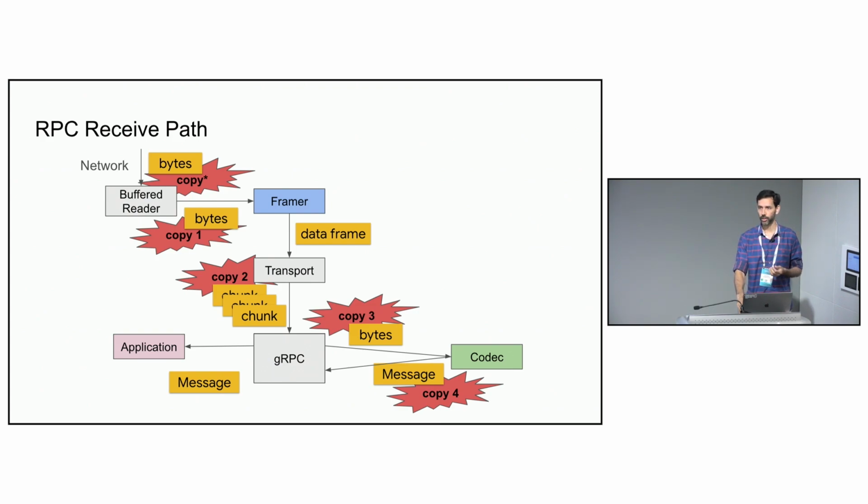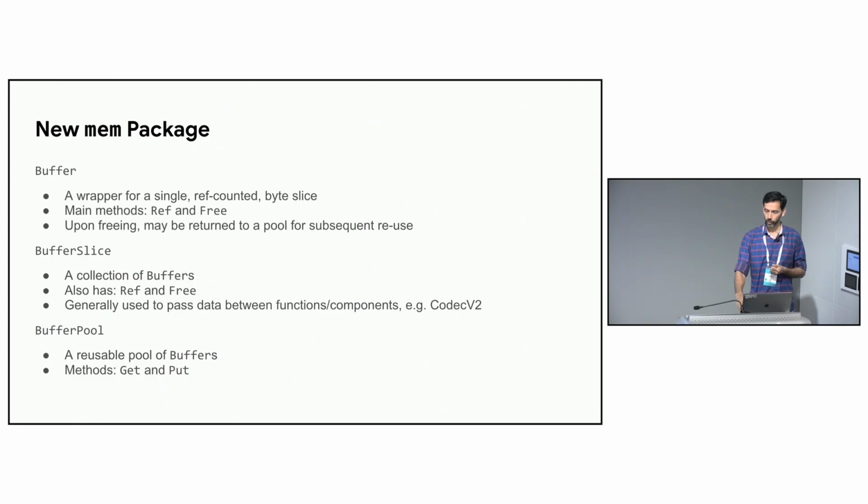And we actually have Paul here from LinkedIn who did a bunch of work in this area, and a big thanks to him. So this is the package that Paul added. We've called it the mem package, and it provides 3 major functionalities. The first one is the buffer. It's basically like a wrapped ref-counted byte slice. And it provides ways to get a reference, free a reference, and pass around the buffer without copies. And also it can be returned to a pool instead of just being garbage collected.